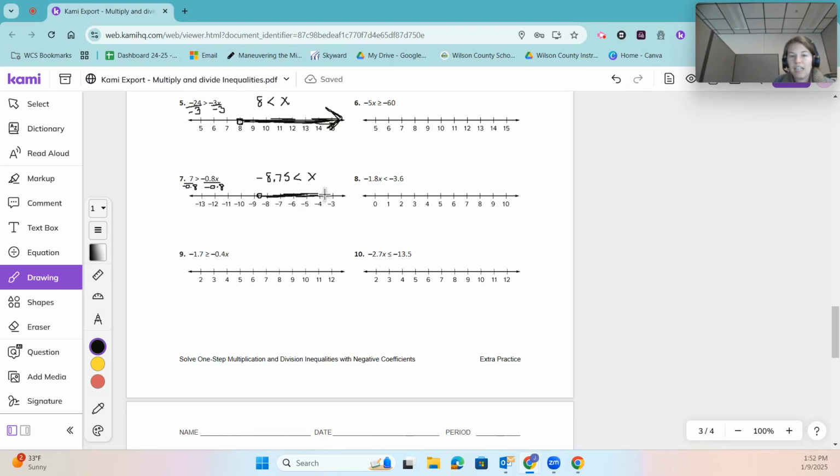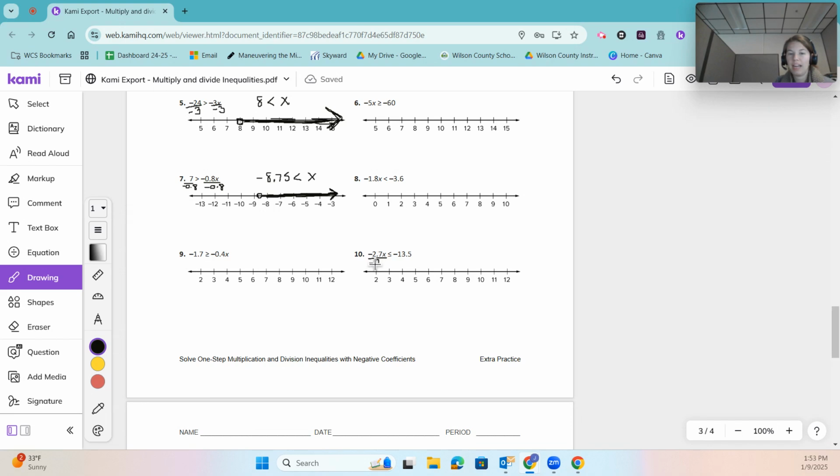-6 is going to be, negative 8.75 is going to be less than -6. It's going to be less than -3. Okay, my arrow goes in that direction. Okay, negative 2.7x less than or equal to negative 13.5.